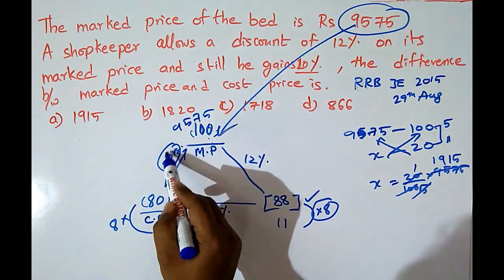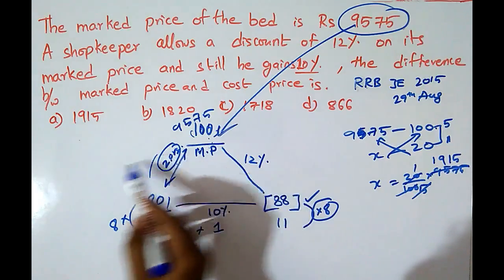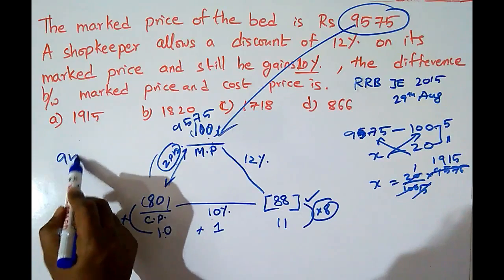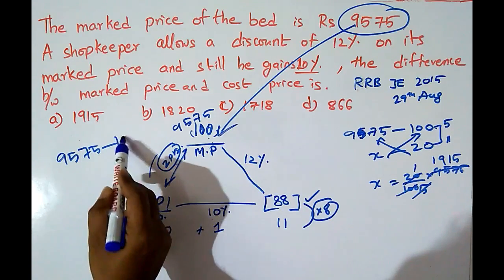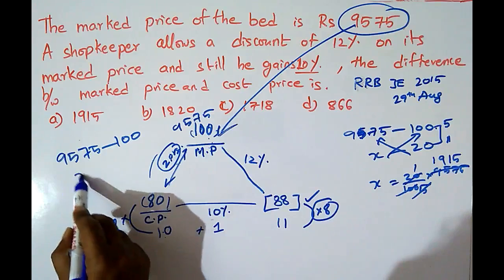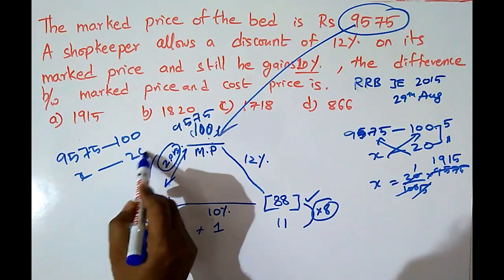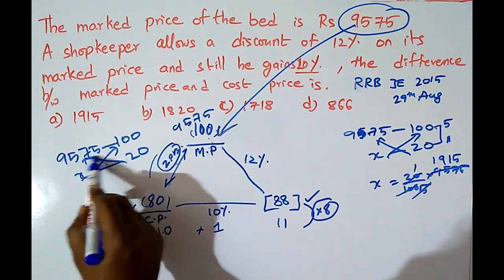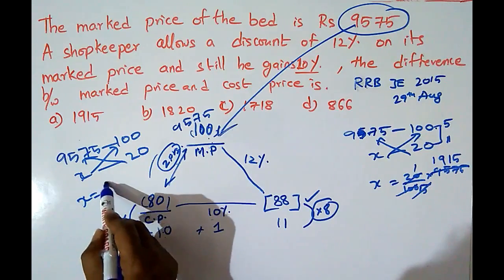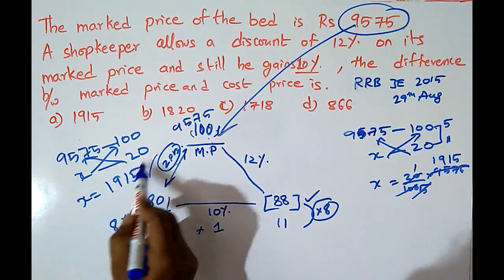9575. Then what will be the difference that we are finding? If 9575 is 100, then what is 20? We are finding by cross multiplying, we get x is equal to 1915.